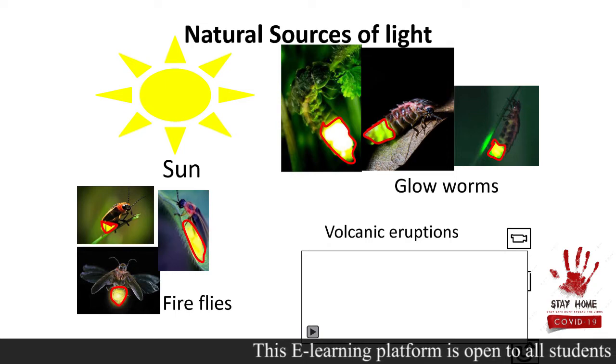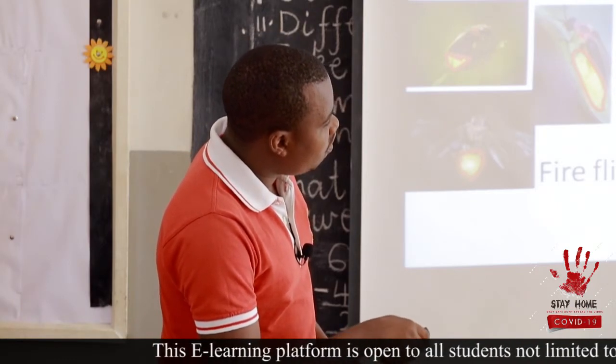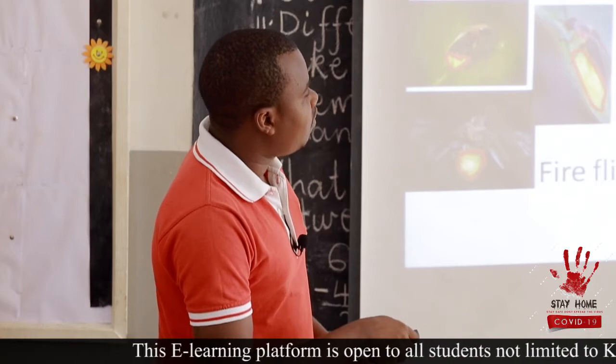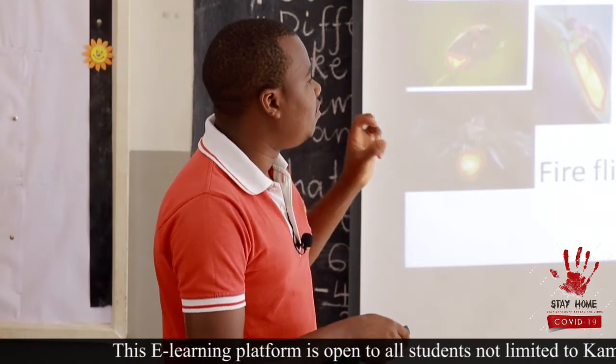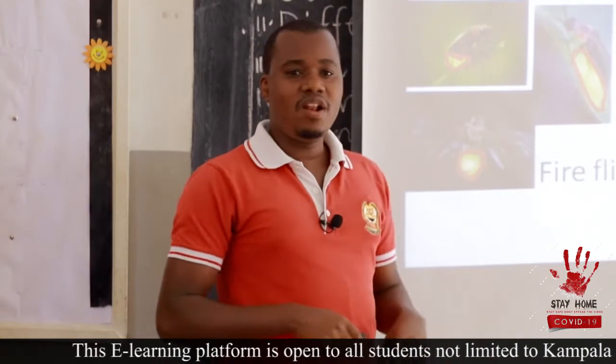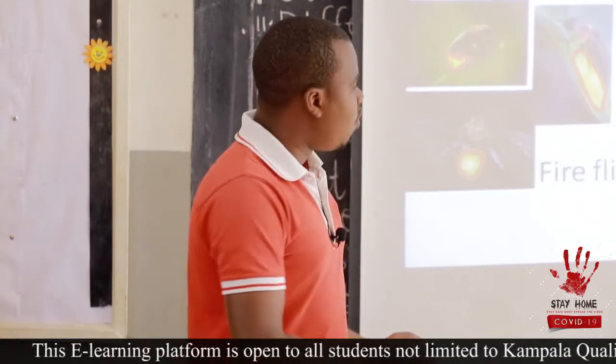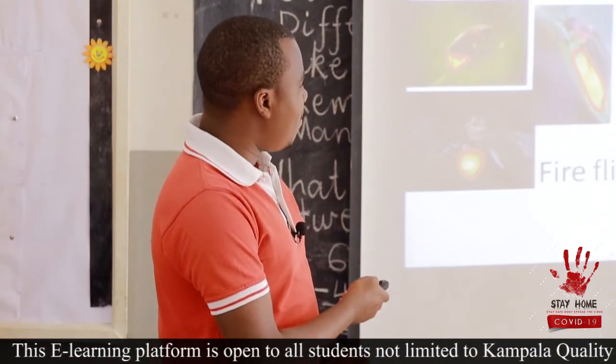Then we have glowworms up there, you can see them. Then we have here an illustration of volcanic eruption. So these are some of the natural sources of light. Why are they called natural sources of light? They exist on their own. So we move on, my dear children.